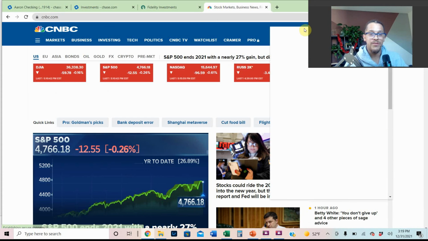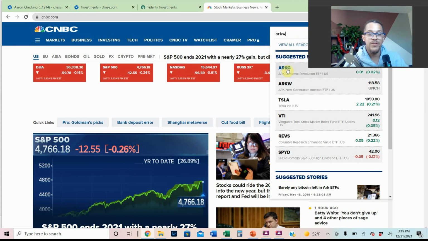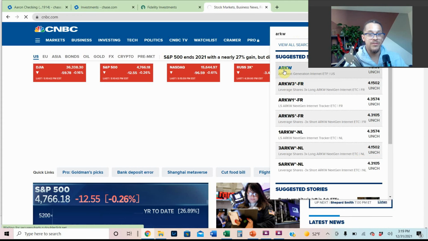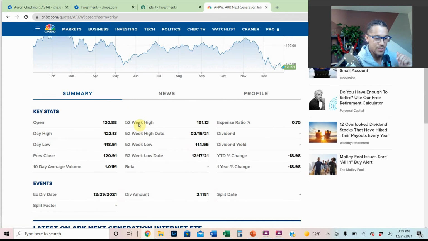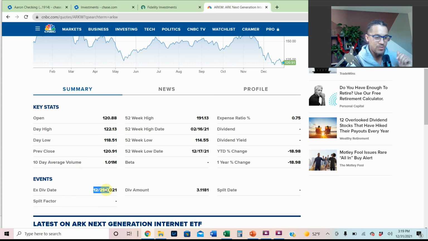All right, I can't really see ARKW, but here we go. ARKW. Okay, so I want to show you this right here. Ex-dividend date 12/29/21. ARKW is the same one as PRNT, which is an ARK fund as well, which is why I don't really understand why this particular dividend didn't pay out today. But maybe it'll pay out in the first quarter of next year, and those funds will just get added to next year's dividend. Totally fine, whatever the case may be.